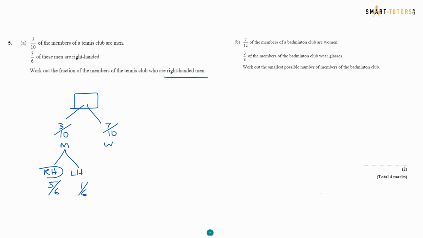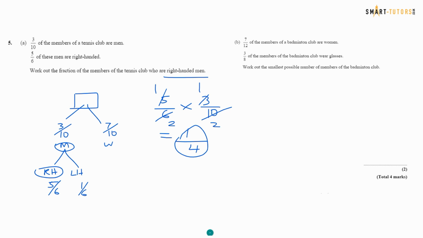So right-handed and men. So what you want to do? 5 upon 6 times 3 upon 10. So 5 goes into 5 once, 5 goes into 10 twice, and 3 goes into 3 once, 3 goes into 6 twice. So 1 times 1 is 1, 2 times 2 is 4. A quarter. That is the answer for question 5A.